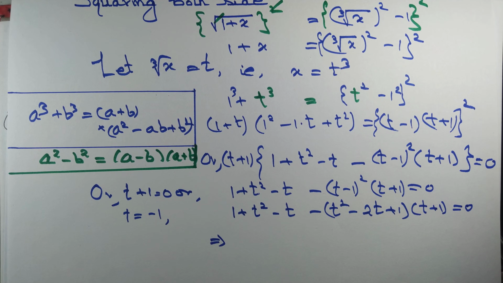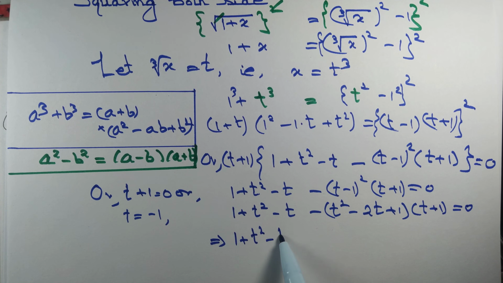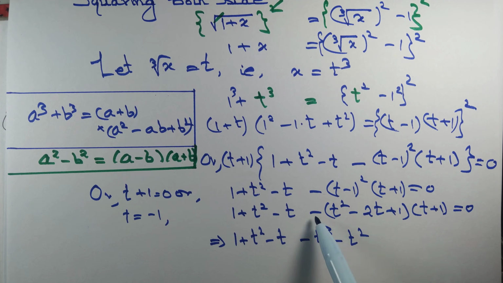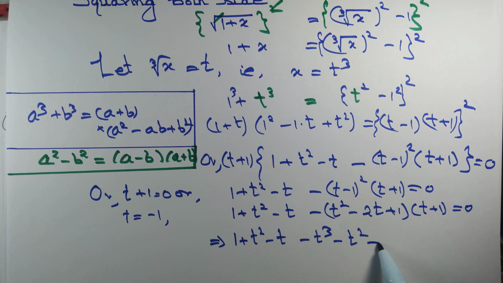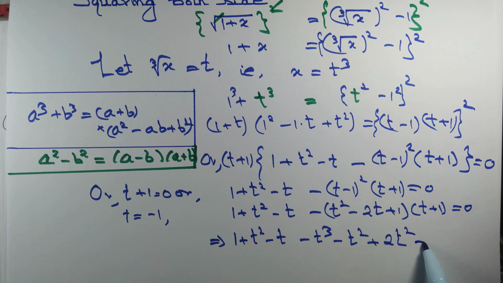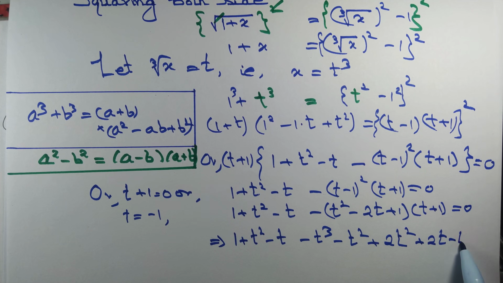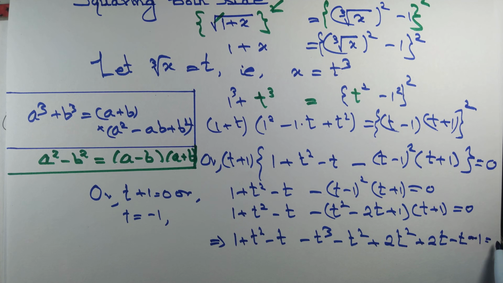This implies 1 plus t square minus t as it is, minus t square into t plus 1. So minus t cube, minus t square into 1 will get minus t square, minus minus plus 2t into t plus 2t square, 2t into 1 is 2t, then minus 1 into t is minus t, minus 1 into minus 1 is plus 1 minus 1. So this is equal to 0.